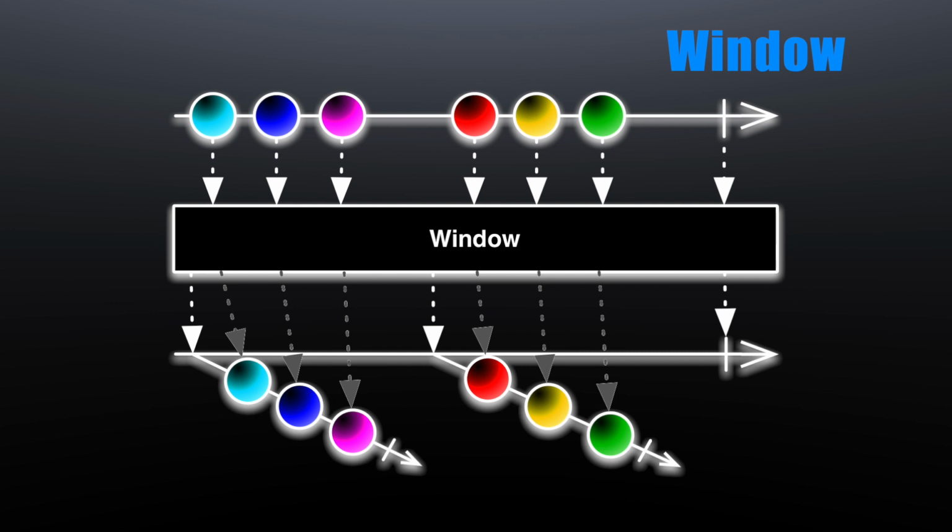So this is the basic difference between the window and the buffer operator. And these two operators are used in RxSwift to handle the back pressure problem as a lossless solution.